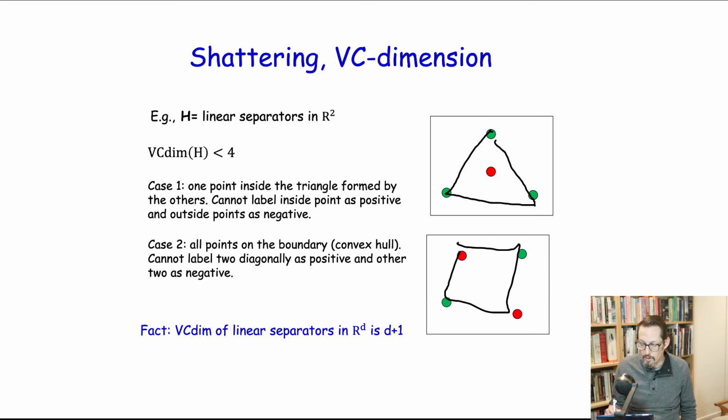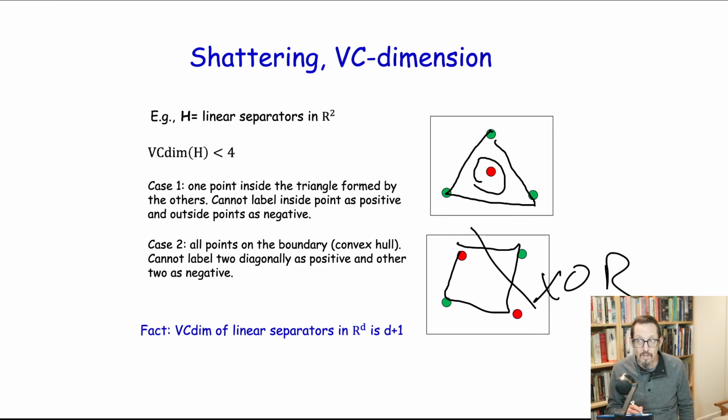So this is our familiar exclusive OR problem. We know that you can't draw a line to separate out the red from the green, so that's a failure. And also when the point is inside, then there's no way to separate it from the others. You would need a circular boundary in order to do that. Okay, so both these cases fail. All sets of 4 points belong to one of these two cases, QED.